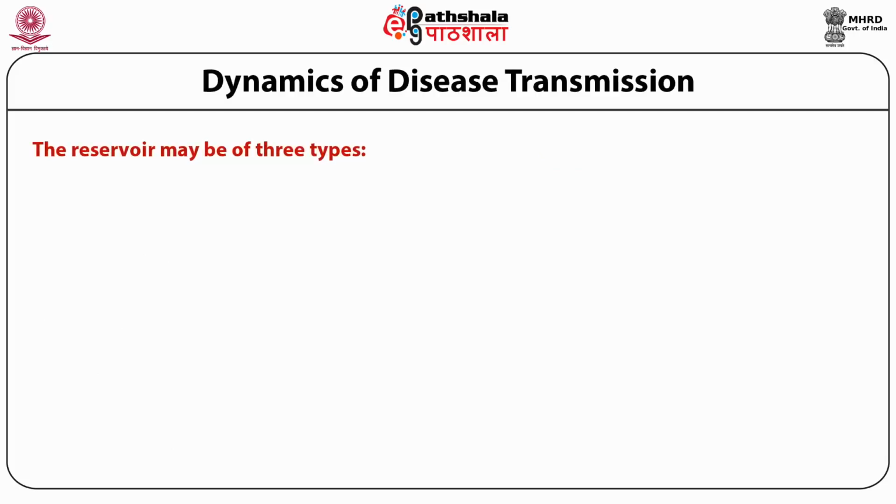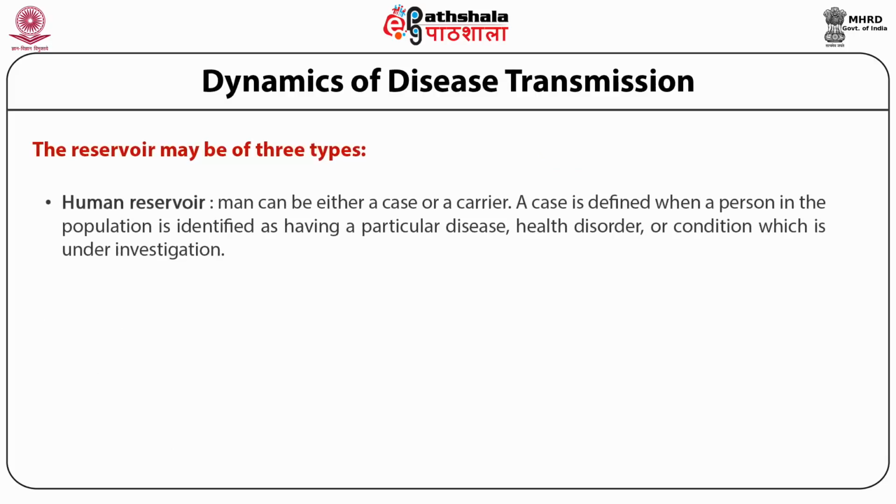The reservoir may be of three types. The first is the human reservoir. Man can be either a case or a carrier. A case is defined when a person in the population is identified as having a particular disease, health disorder, or condition which is under investigation, whereas a carrier is defined as an infected person or animal that harbors a specific infectious agent in the absence of discernible clinical disease and serves as a potential source of infection for others.